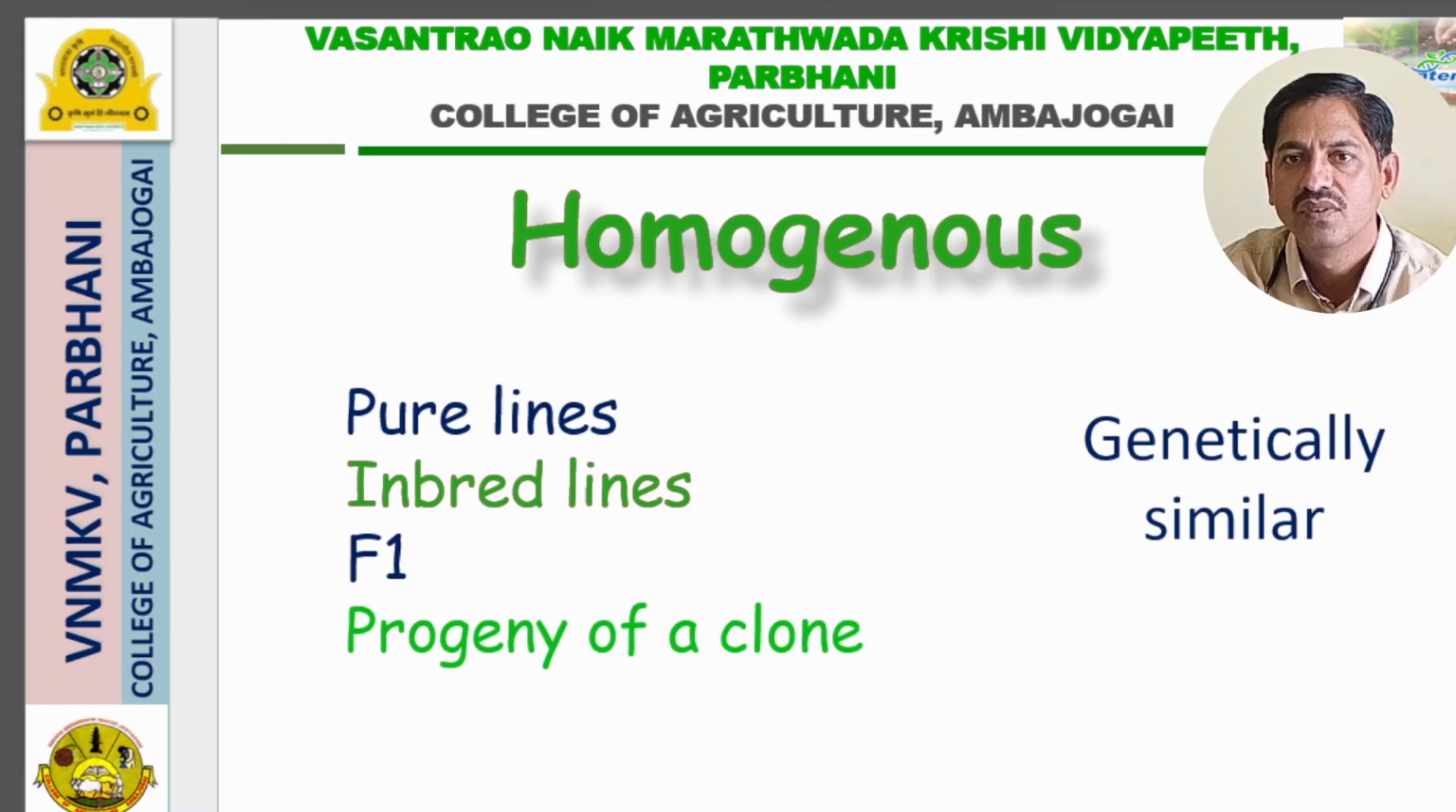In plant breeding, a homogeneous population consists of plants that are genetically similar, that is, uniform. This means all plants have similar traits such as height, color, disease resistance. For example, a pure line of a wheat or rice variety where all plants look identical.